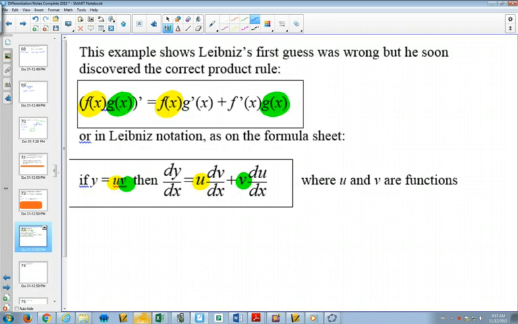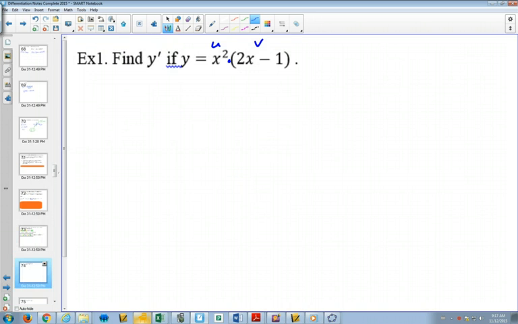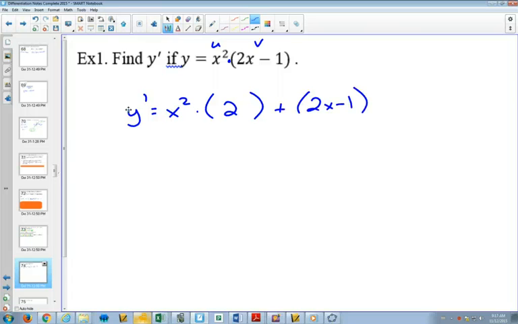So if we're looking at the first formula, it says keep the first one the same and then multiply by the derivative of the second one. And the second one's 2x minus 1. The derivative will just be 2. Plus, now keep the second one the same. What's the derivative of x squared? 2x.